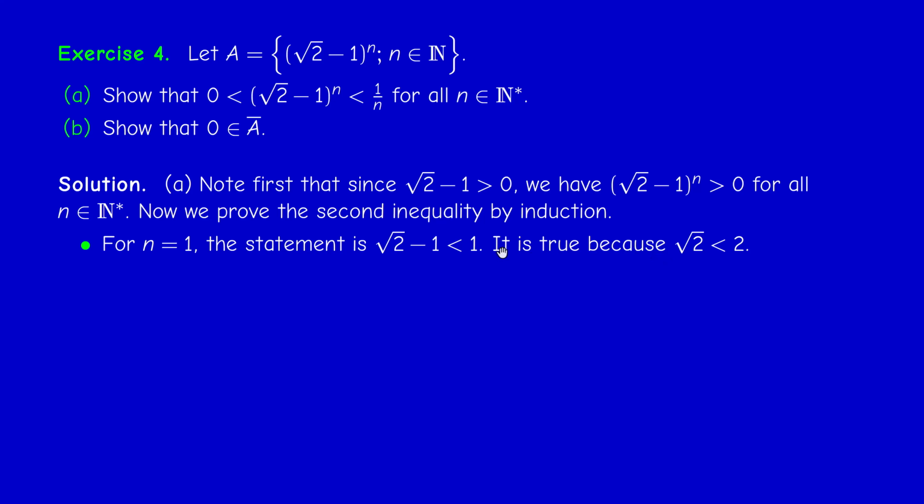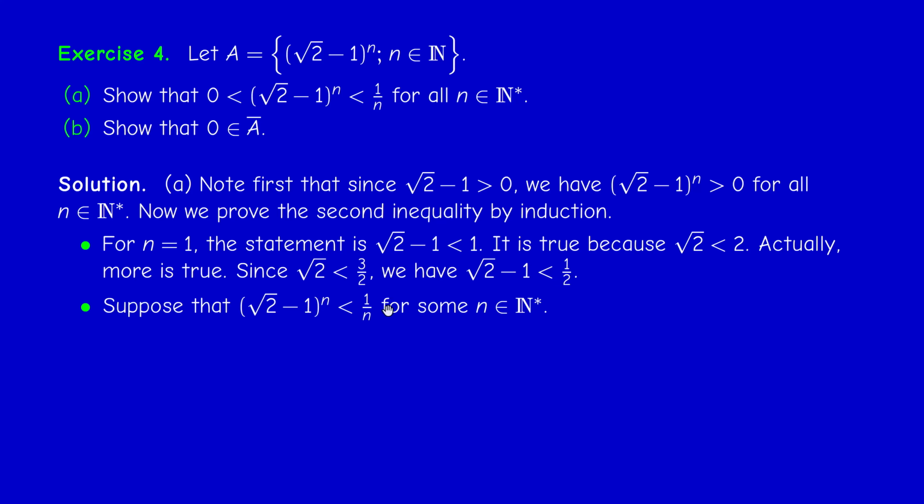But I have to notice that I can do a better estimate here. I can put radical 2 is less than 3/2, not only less than 2, because radical 2 is about 1.4. So when I subtract 1, I get radical 2 minus 1 is less than 1/2, which is a better estimate than this one. And why do I need this in the second step? Now suppose that the statement is true for some n. I want to prove it for n plus 1.